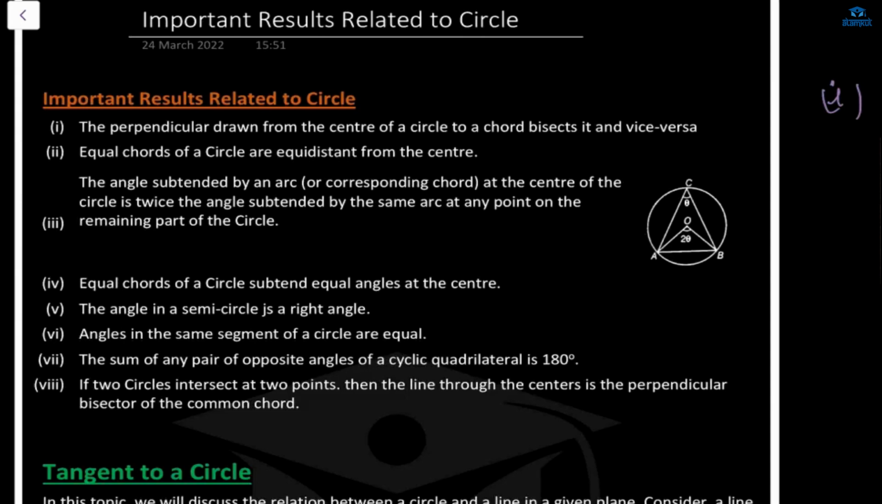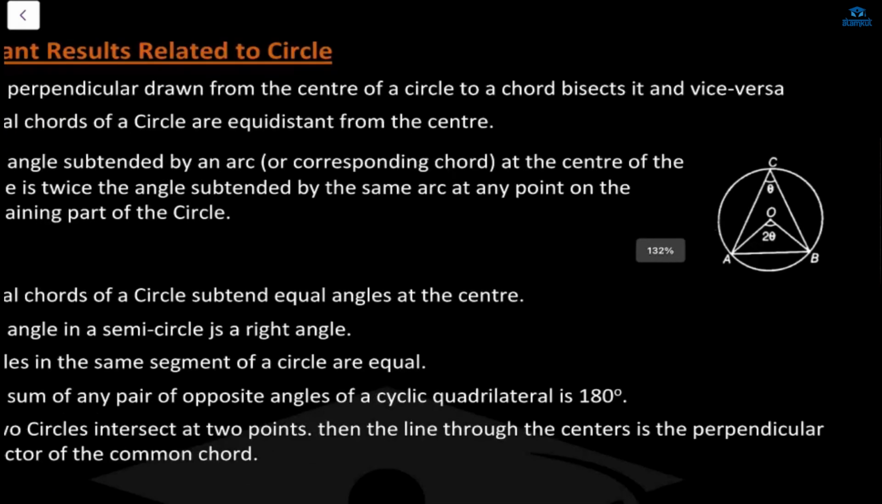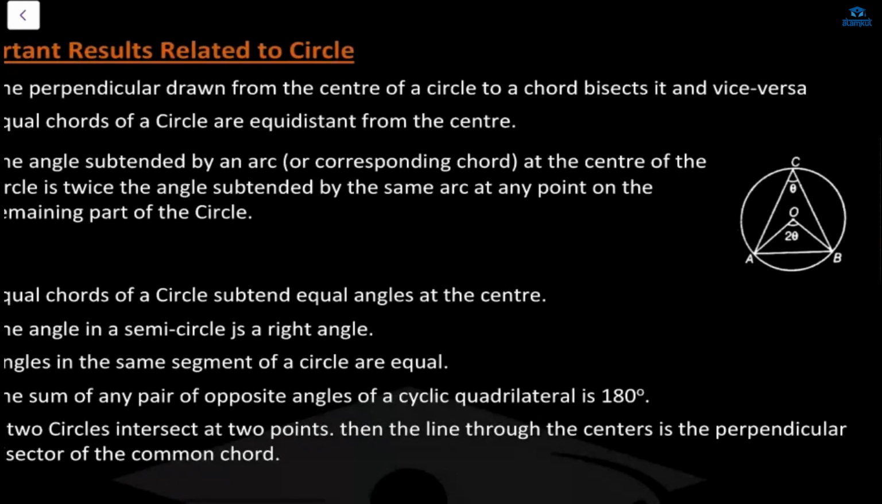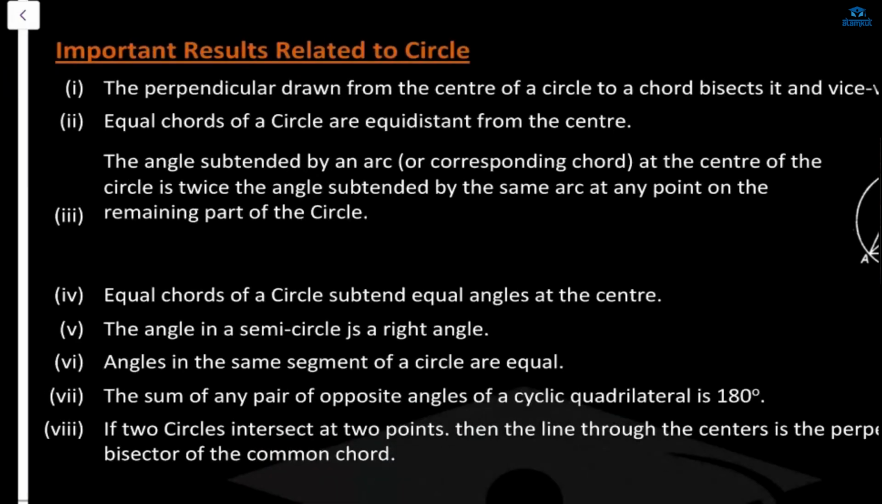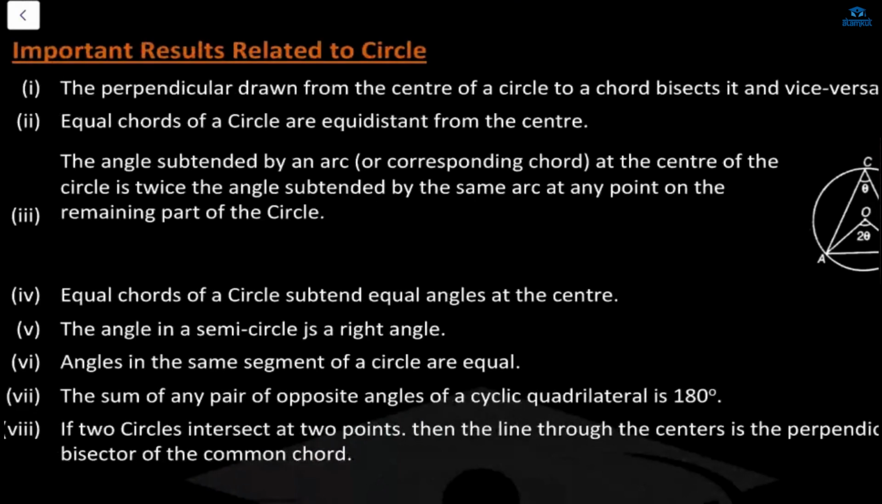If the chord length varies, then their distance will also vary from the center. Now, the angle subtended by an arc. Here the figure is already drawn. Just clearly look at this figure. The angle subtended by an arc or corresponding chord at the center of the circle is twice the angle subtended by the same arc at a point on the remaining part of the circle.